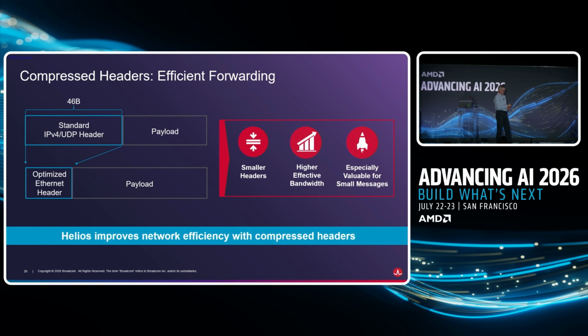If you look at a standard IPv4 packet, it's 46 bytes for the header. The minimum size Ethernet packet is 64 bytes, so it doesn't give you very much room for the payload. Acknowledging the characteristics of a scale-up network, with much fewer nodes and a single hop, means you can have a very, very optimized header. That's what we've done here: we have flexibility in Tomahawk 6 to use optimized or compressed headers. So you wind up having small headers, which in effect gives you higher overall effective bandwidth. This is especially important for small messages and smaller memory transactions.